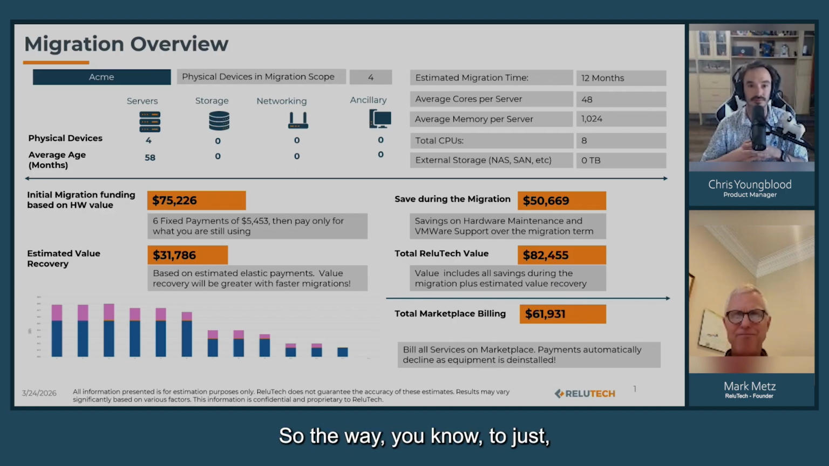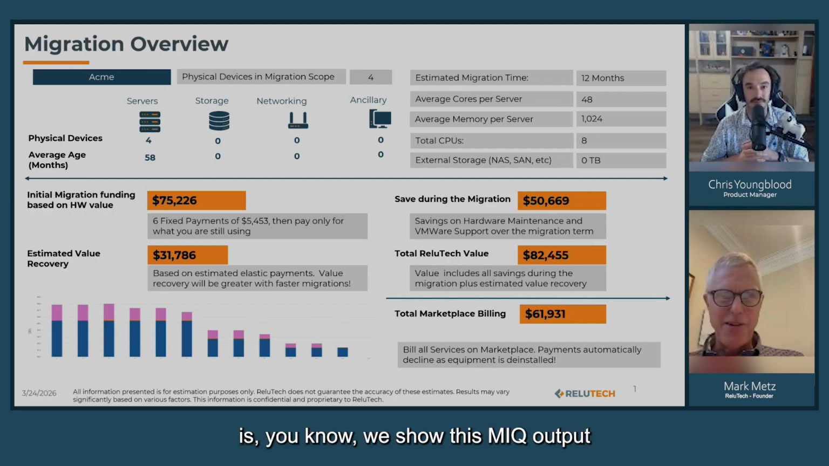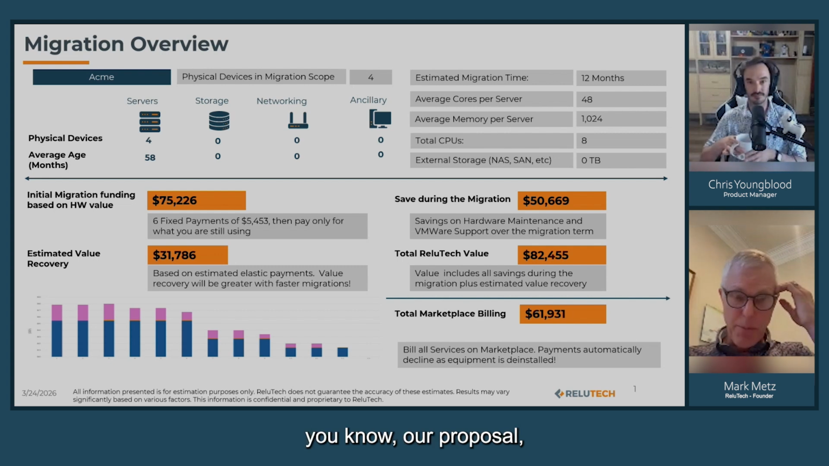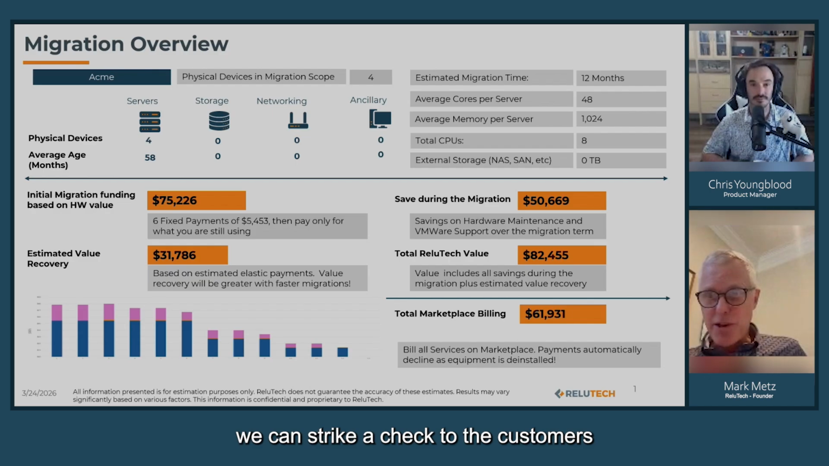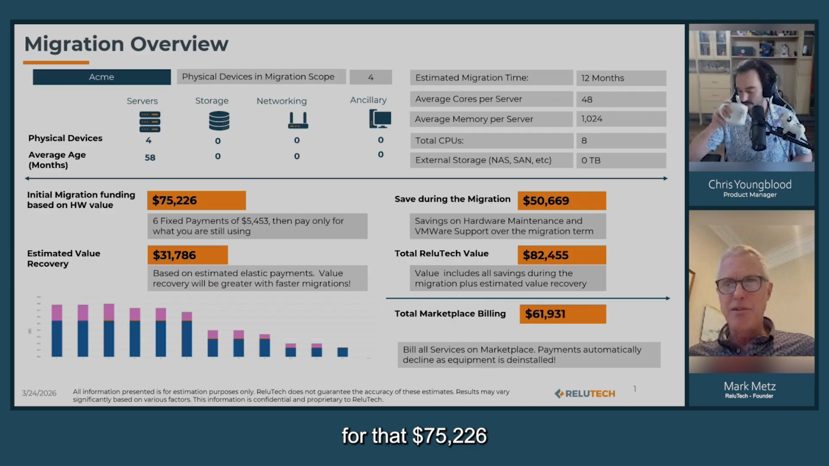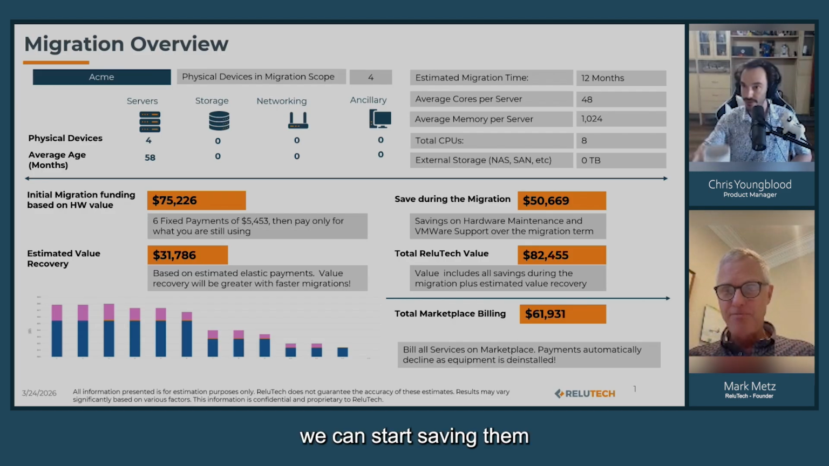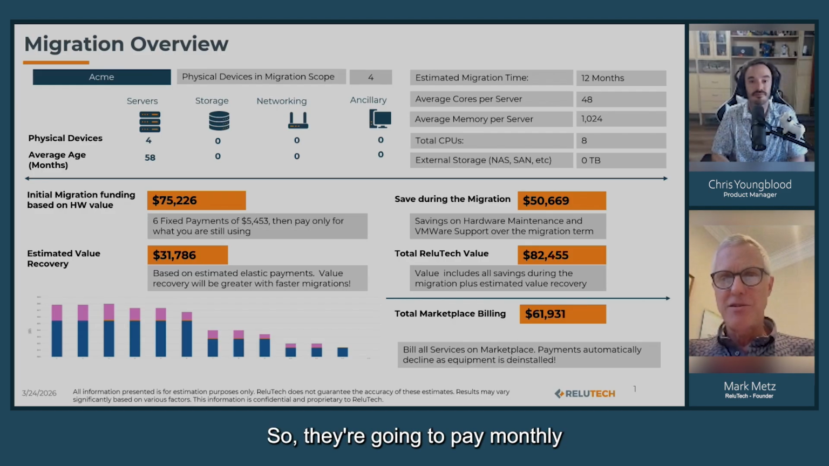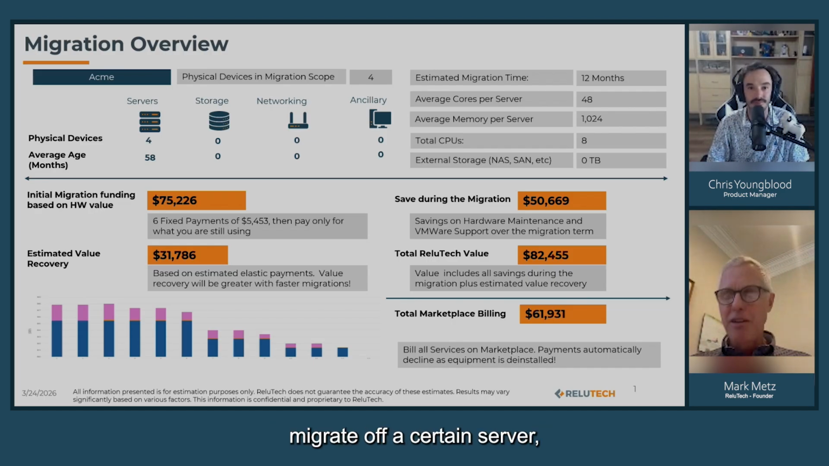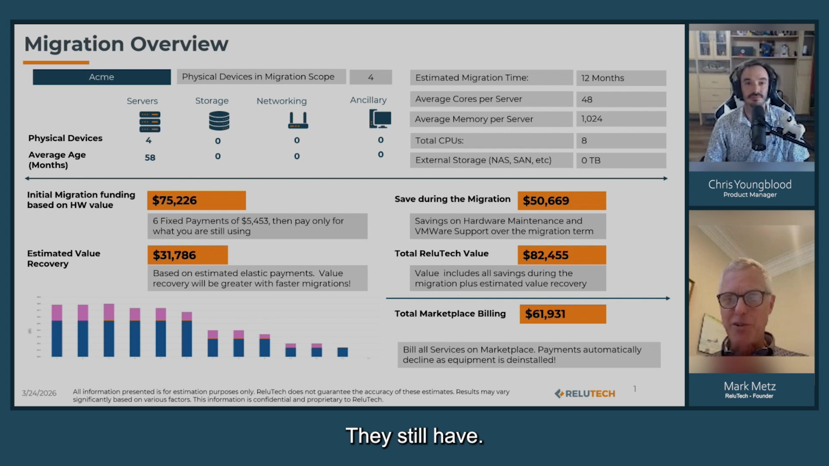Yeah, so to explain how this works, we show this MIQ output, and the customer agrees with our proposal. Within a few days, we can cut a check to the customer for that $75,226. Immediately after that, we can start saving them money on maintenance. So they're going to pay monthly for the products that they're still using. As they migrate off a certain server, they have 4, say next month they only have 3, then they're only going to pay for the 3 servers they still have.